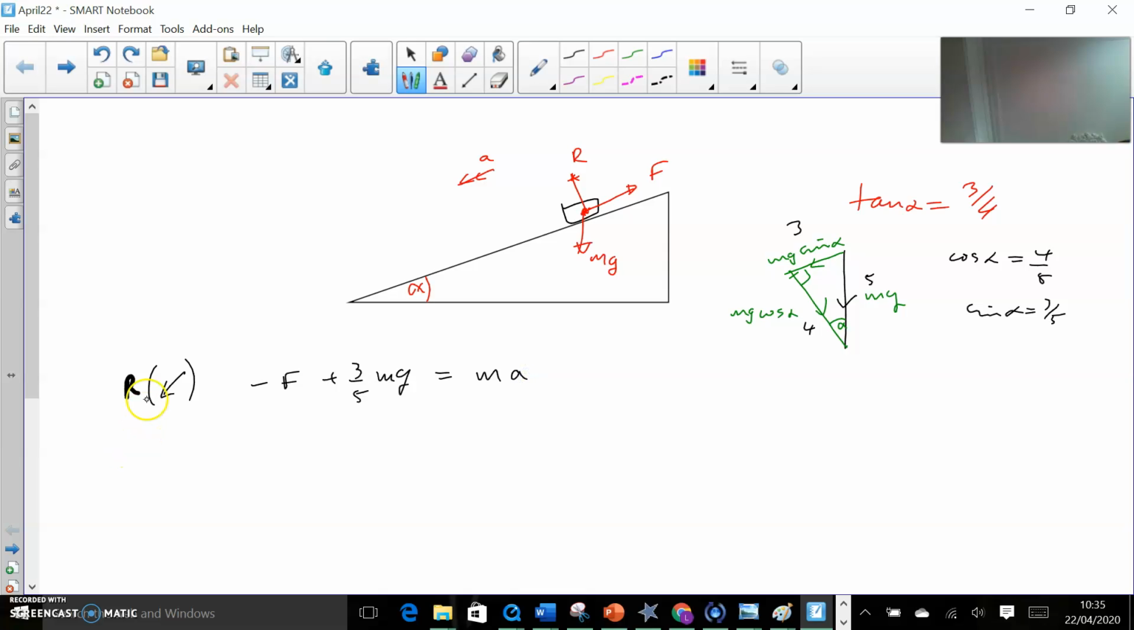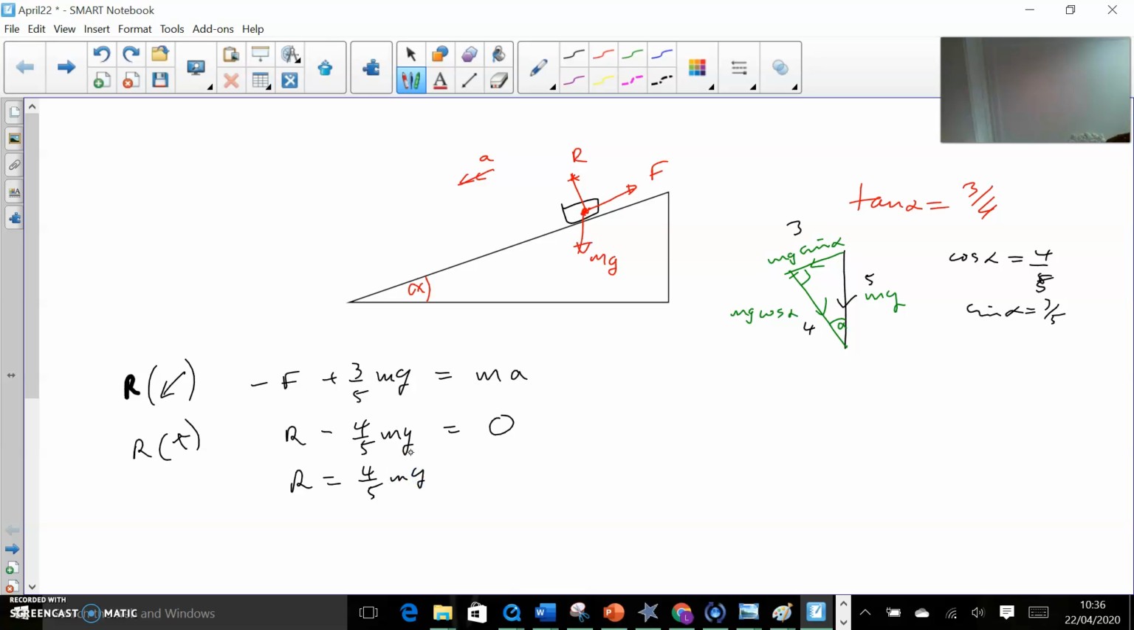And then we're going to resolve perpendicular, so up the plane we have R minus the component of the weight perpendicular to the plane, mg cos alpha, which is 4/5 mg. And that equals 0. So R equals 4/5 mg.